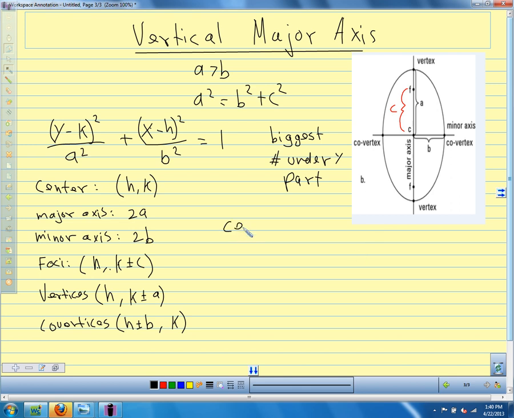And if our center is at (0, 0), my equation just turns into y squared over a squared plus x squared over b squared equals 1. A is bigger than b, and a squared equals b squared plus c squared. So those are our equations. So questions about our equations?